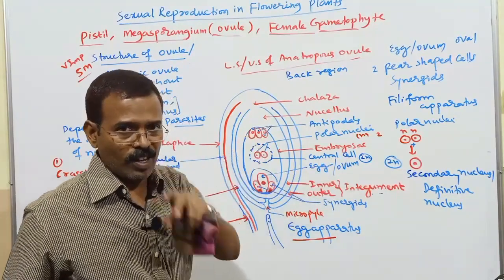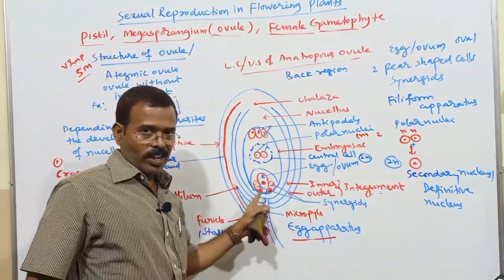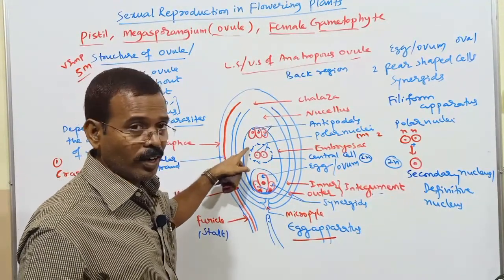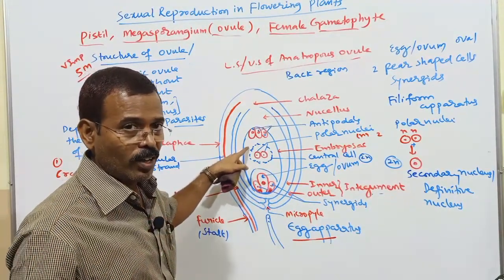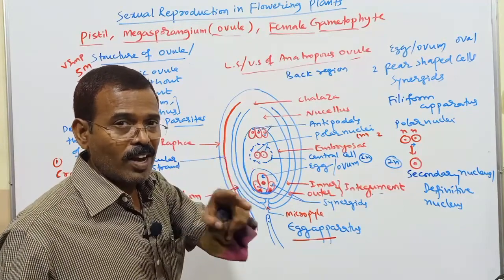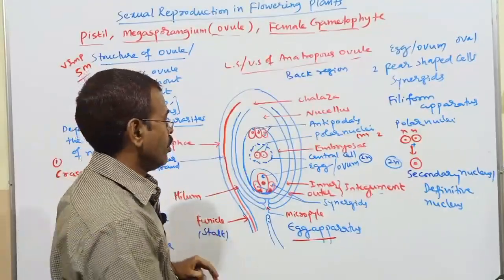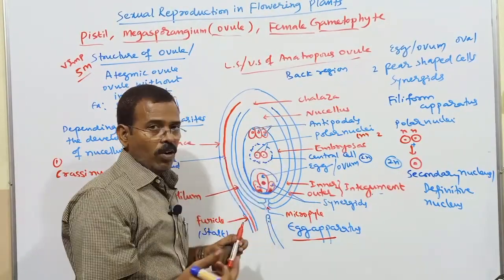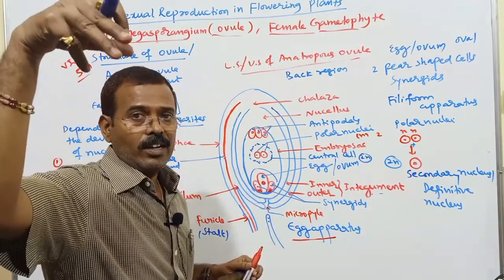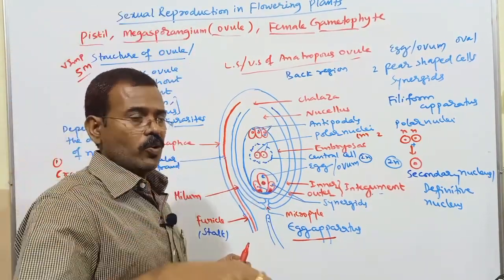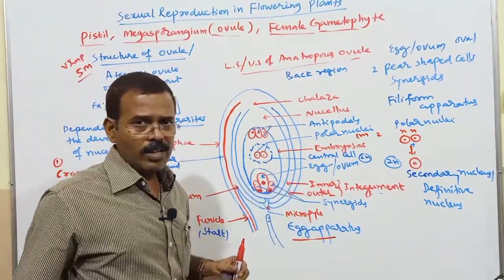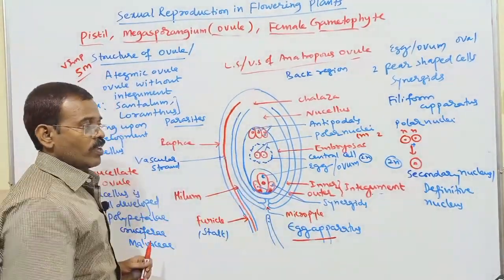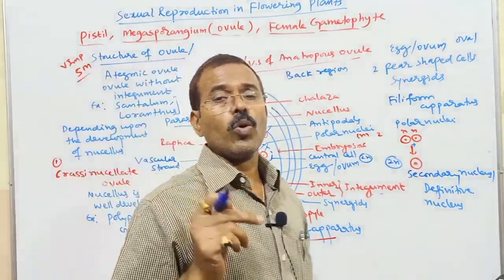Antipodals, all three, are haploid; egg is haploid; synergids are haploid. The female gametophyte is haploid in nature. The diploid structure present in the haploid female gametophyte is mainly the central cell, containing the secondary nucleus or definitive nucleus. So this is regarding the structure of the anatropous ovule.